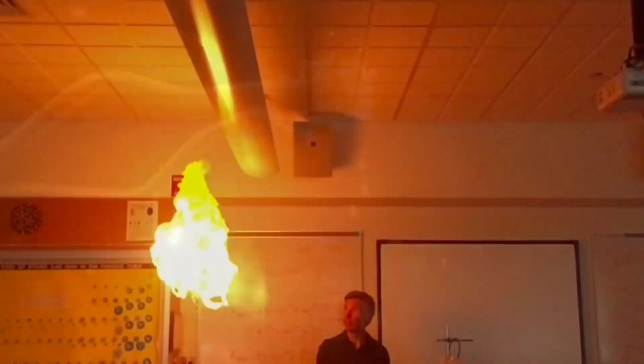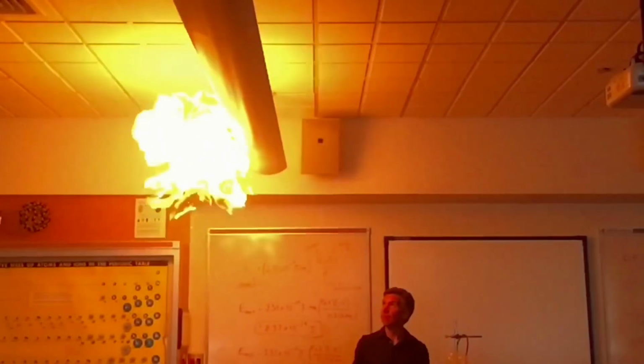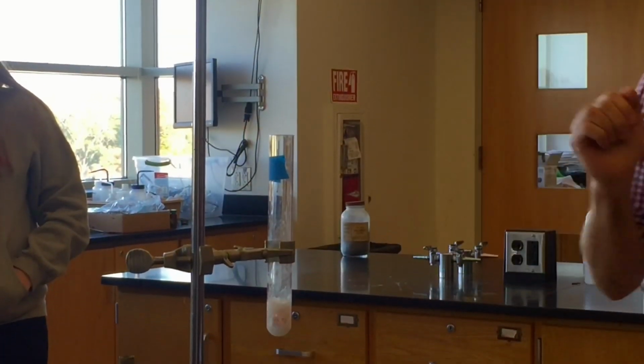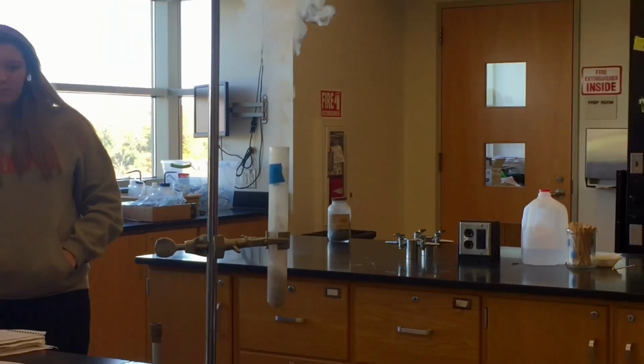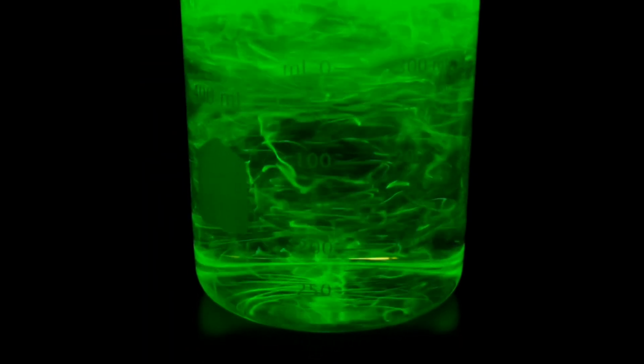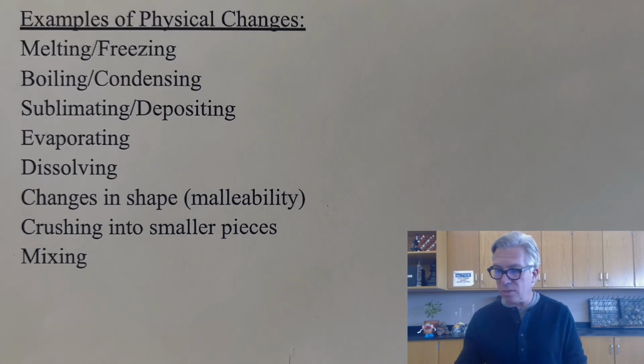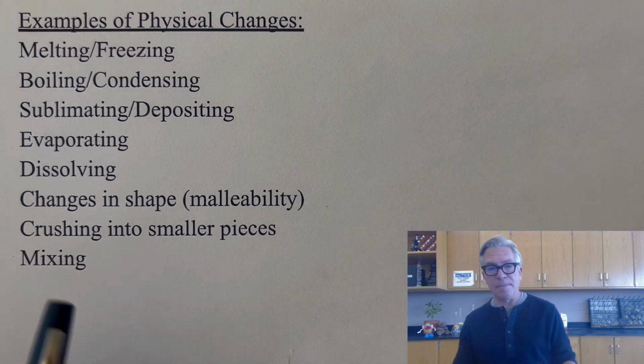And so that's really the criteria. Am I making something new or am I not making something new? We're going to look at some examples of that. Sometimes it's hard to tell, but I'm going to give you a little list for each one. Let's start with the physical changes. These are some examples. This is not a complete list, but these are very common that you'll see.